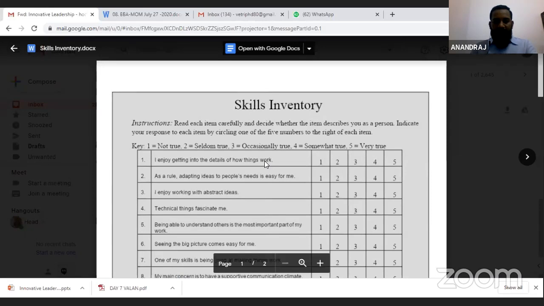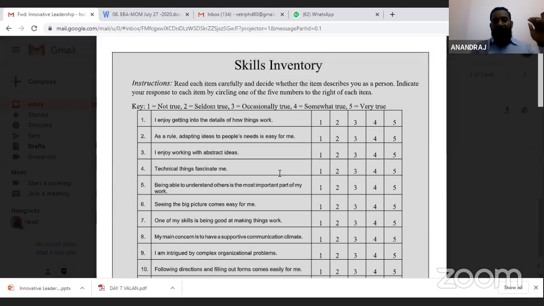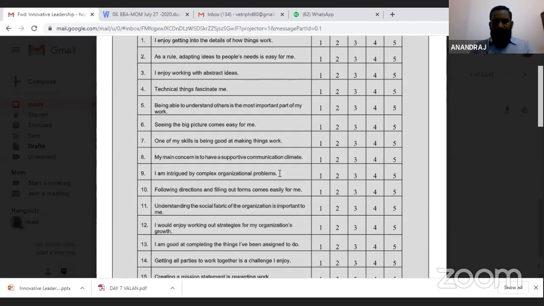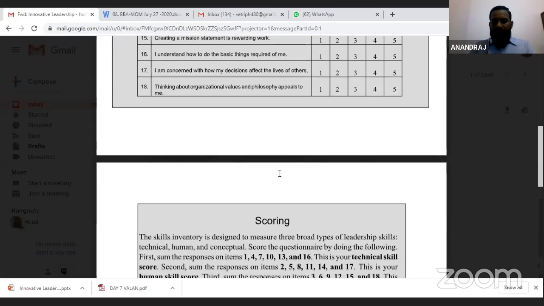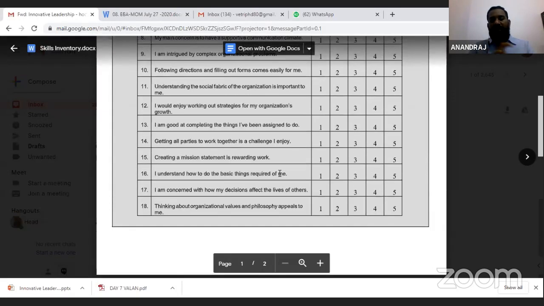The first one. Yeah. Skill inventory, you can assess your skill. Where you stand, actually where you are. Are you in the administrative level? Are you in the middle level? Are you in the top level? There are around 14 questions which have been given, where you have to answer all the 18 questions.